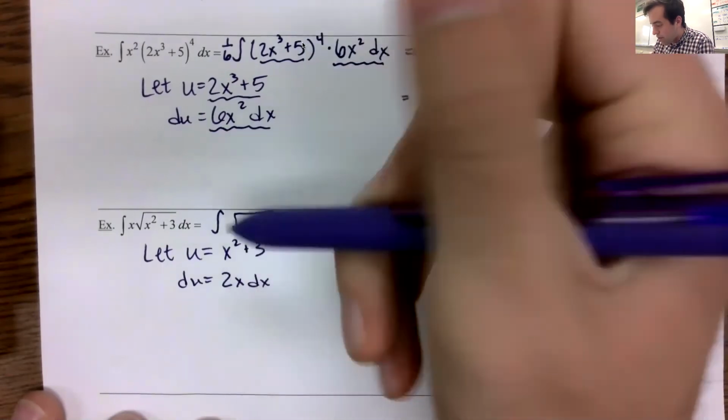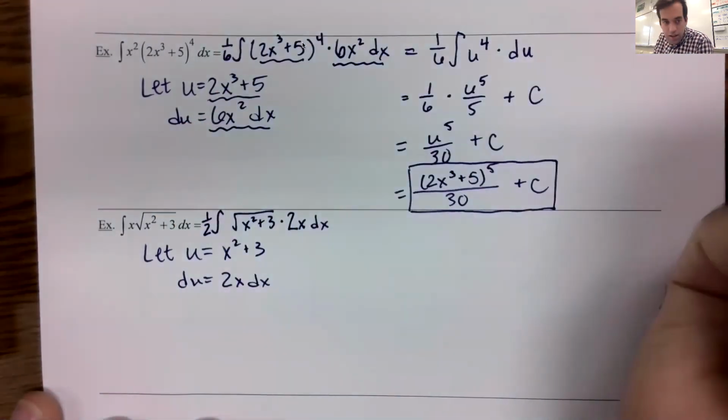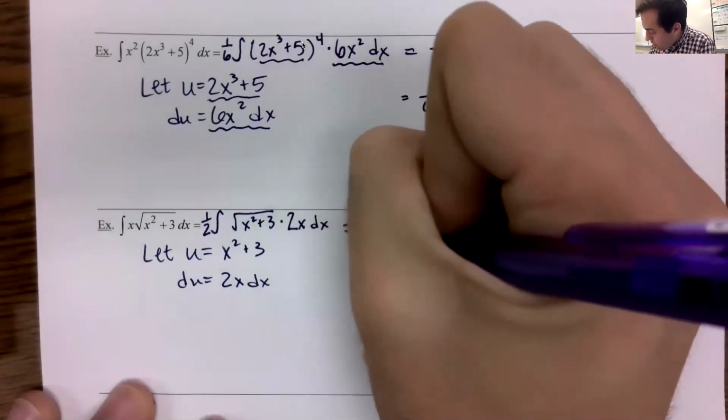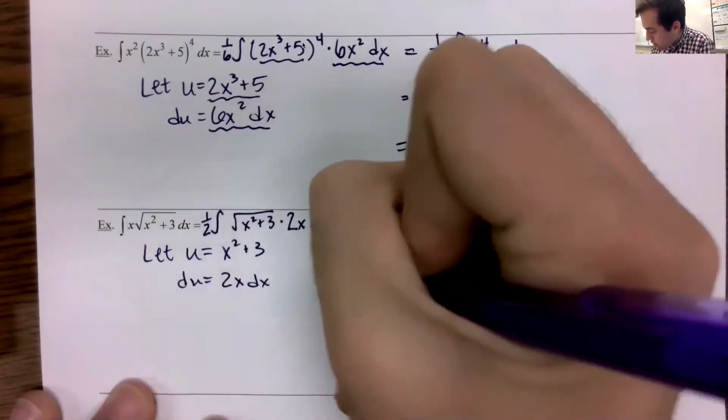I need to have a 2 in there. So I'm going to write in a 2 and a 1/2 so that they cancel out technically. And now I can rewrite this as 1/2 times the integral of the square root of u times du.